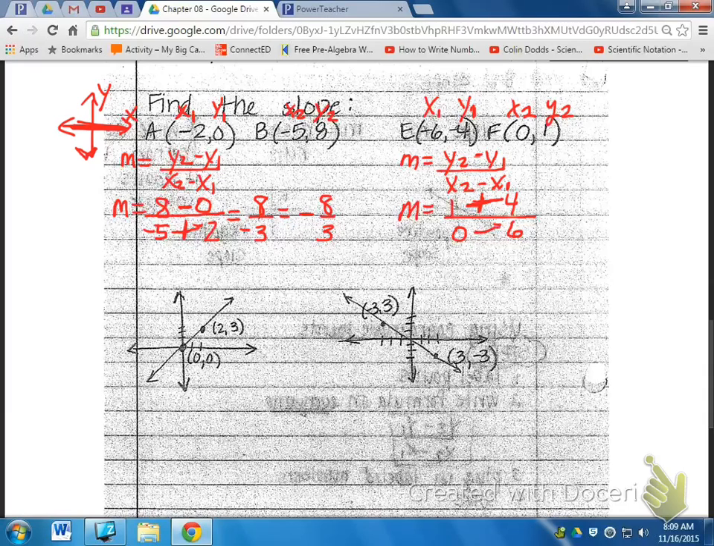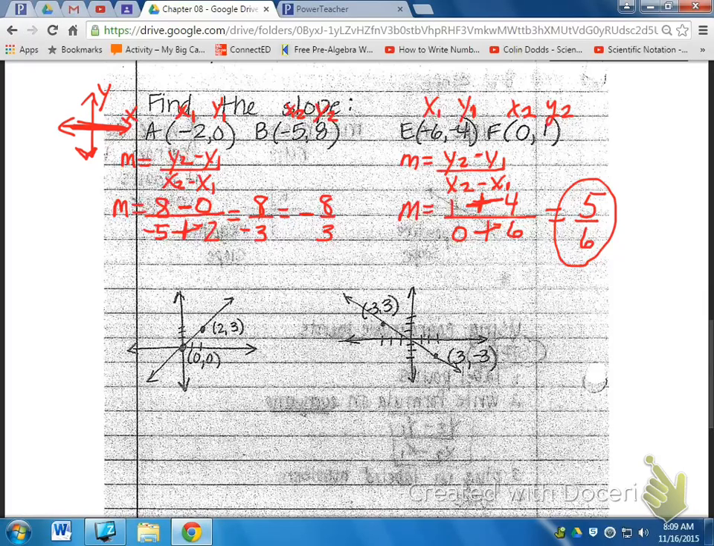Plus. Very good. Okay, now, on the top, 1 plus 4 equals 5. And 0 plus 6 is 6. And does that reduce in any way? I don't think so. Nope. And they're both positive, so the slope is positive 5/6.